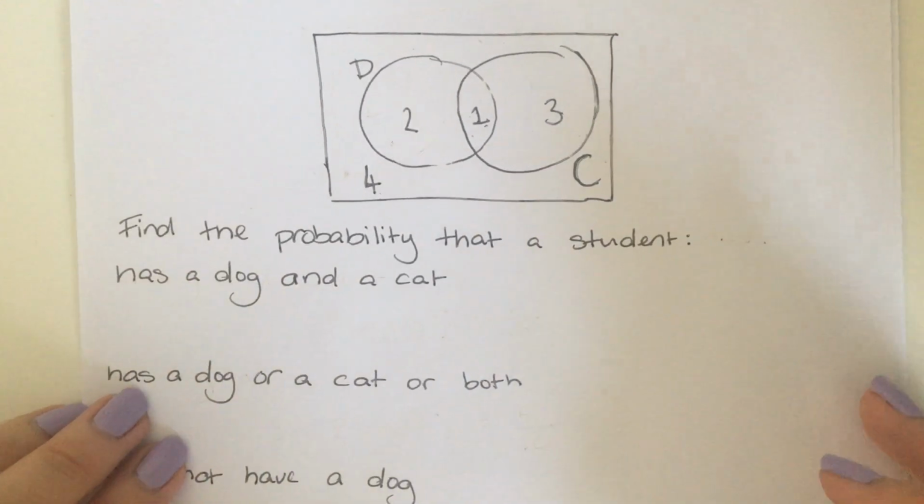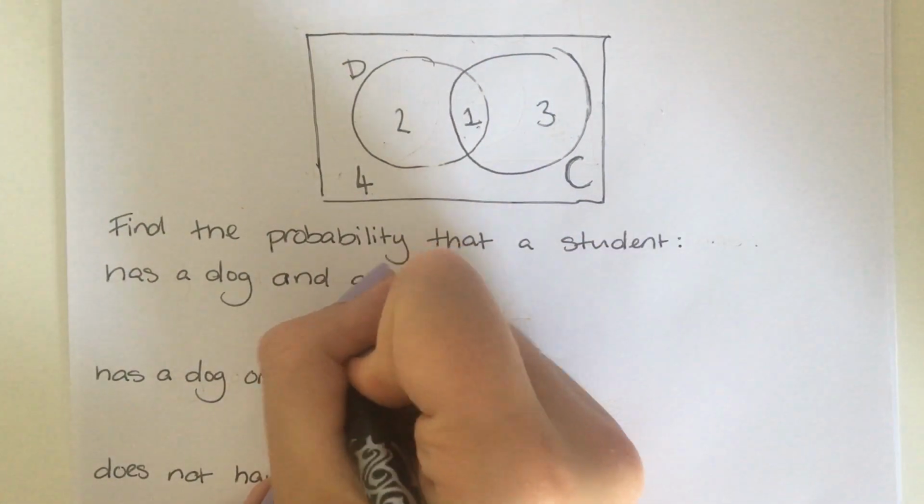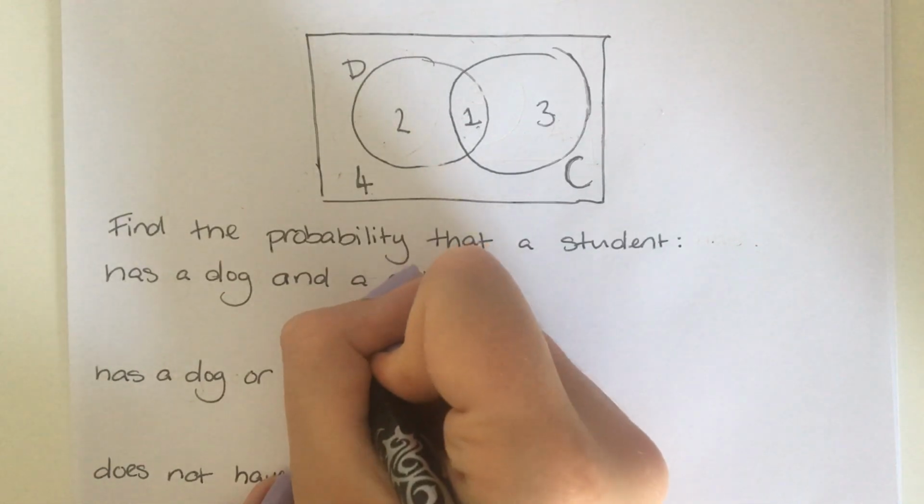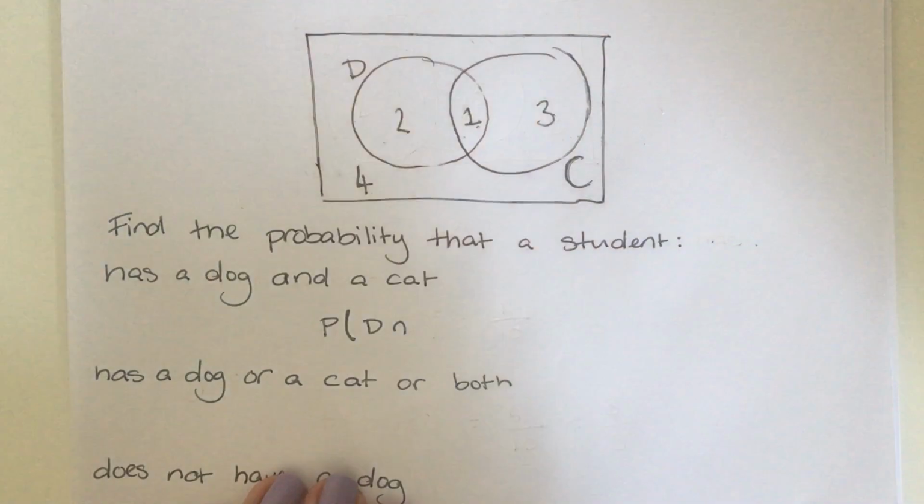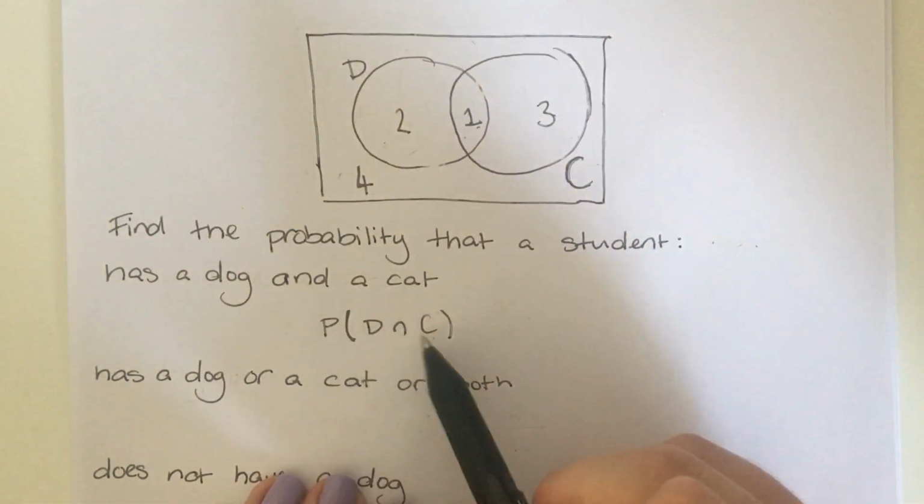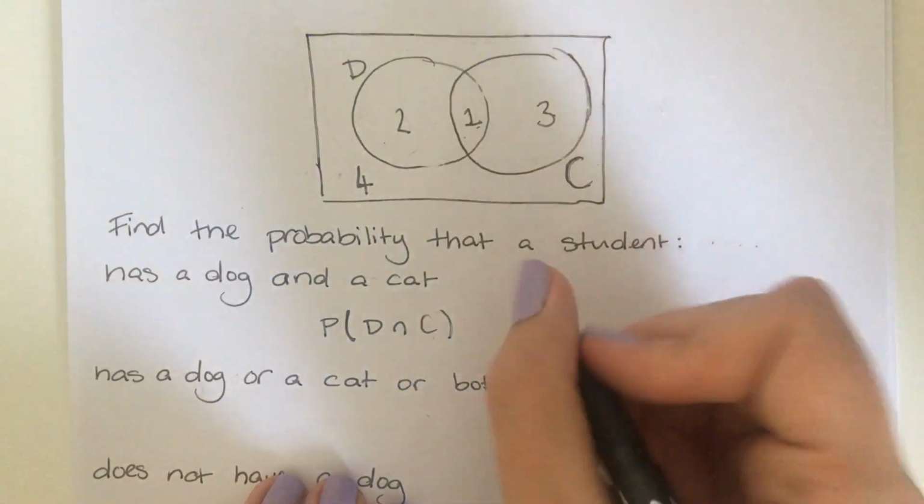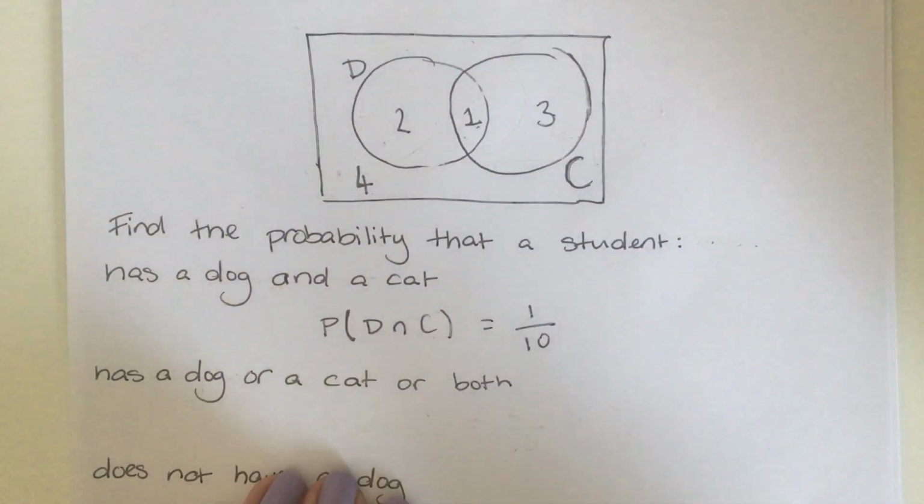Find the probability that a student has a dog and a cat. So let's use proper set notation. This is the probability of D intersection C. So the overlap. Students have dogs and cats, that's this part here. And that's 1 over 10 because there are 10 students in the class.